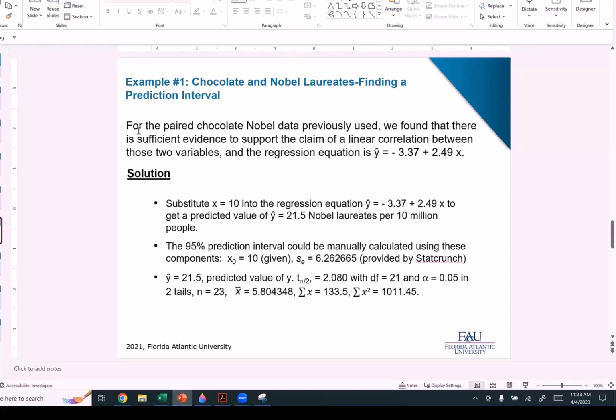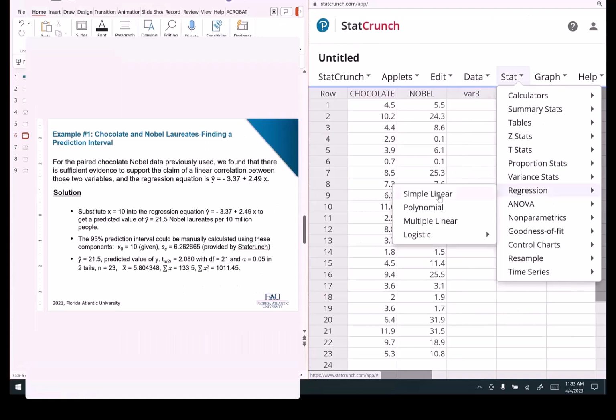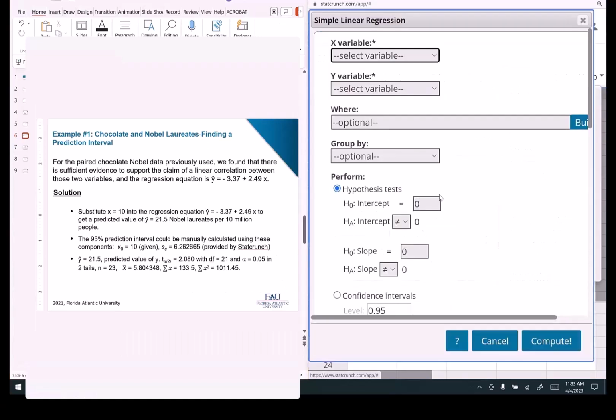For the paired chocolate Nobel data previously used, we found that there is sufficient evidence to support the claim of a linear correlation between these two variables. The regression equation is y hat equals negative 3.37 plus 2.49x. We're going to go to StatCrunch. I already have StatCrunch open. Go to Stat, Regression, Simple Linear.